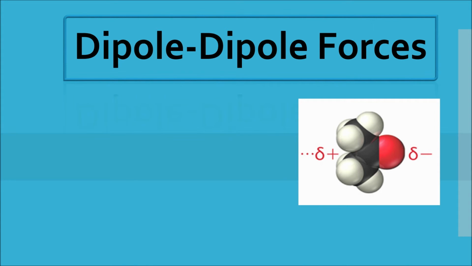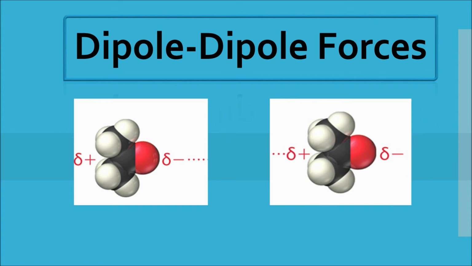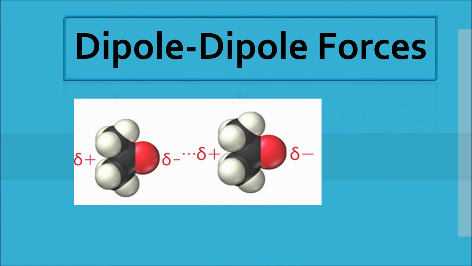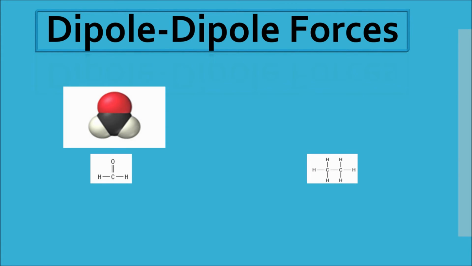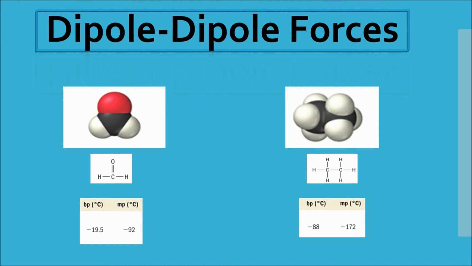Now, dipole-dipole forces occur when two molecules have permanent dipoles and are attracted to each other. This usually occurs when a highly electronegative atom is bonded to a slightly less electronegative atom. For example, in the bond between carbon and oxygen, you will see this compound having a much higher boiling point versus something such as hexane, which does not have that large difference in electronegativity.